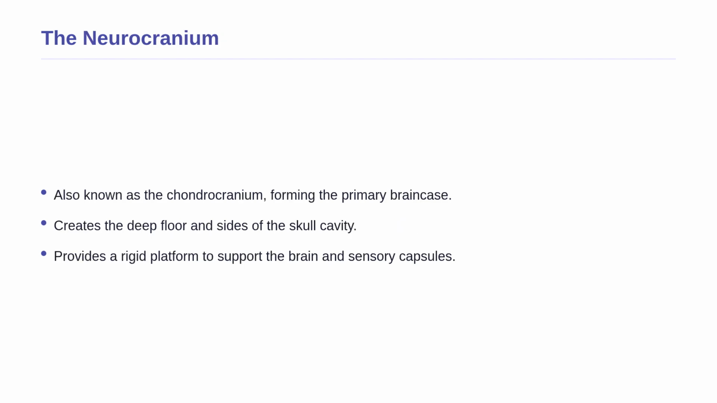Building on our vehicle analogy, let us look at the inner protective capsule. This is the neurocranium, also known as the chondrocranium. Why does this specific part matter? Without it, our central nervous system would be completely exposed to catastrophic physical damage. It acts as the primary brain case, forming the deep, ancient foundation of the skull.